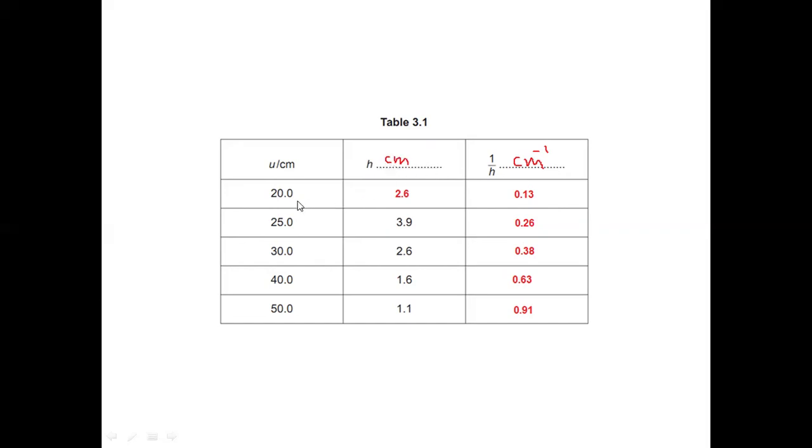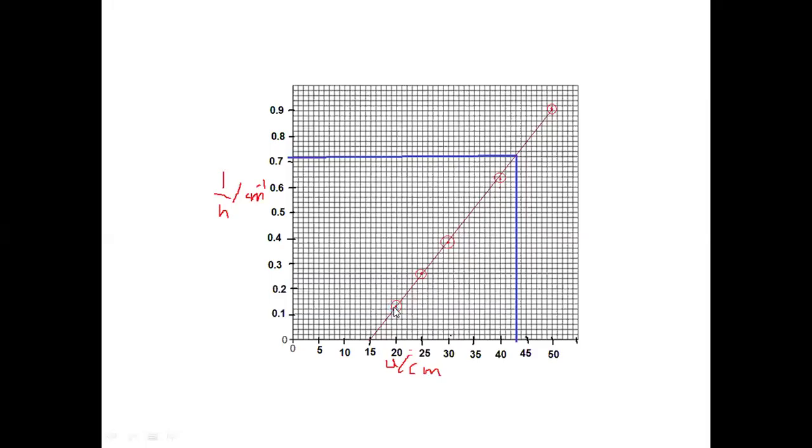The object height should remain the same, but the image height will vary. Why will the image height vary? Because of the distance. u is 20, 25, 30, 40, 50, so the object distance is changing. So the image distance will change, as well as the image height. This is the graph which is plotted for you, with 1 upon h on the y-axis and u along the x-axis.